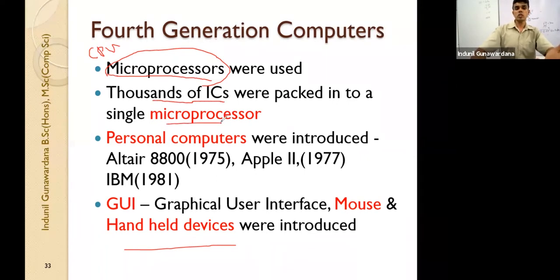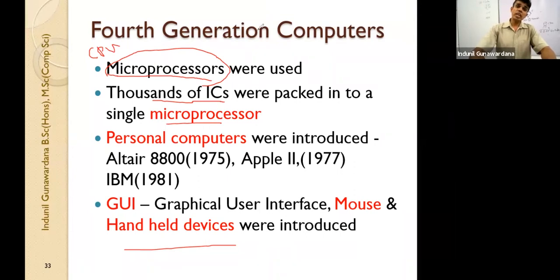So we are happy with the performance of CPU today. It is doing the job of around thousands of ICs. That's why our portable devices, our laptops, our desktop computers are very small and consume very little power. So our modern machines are like that.